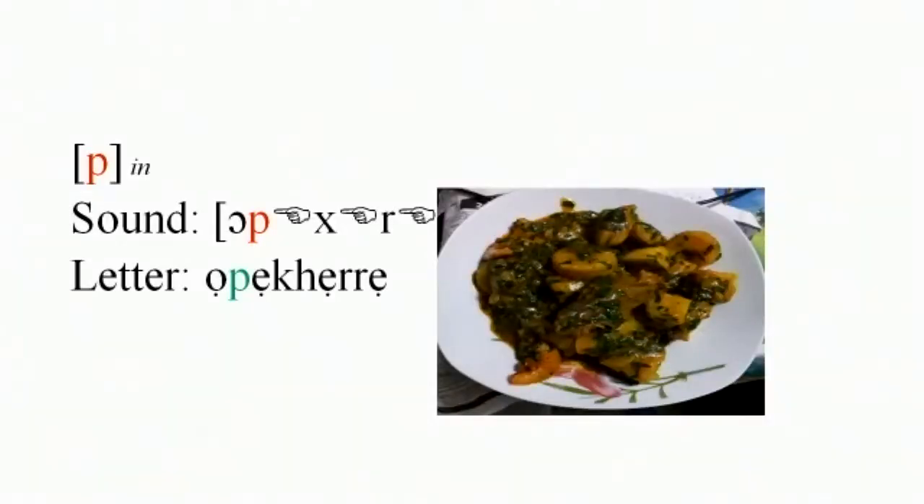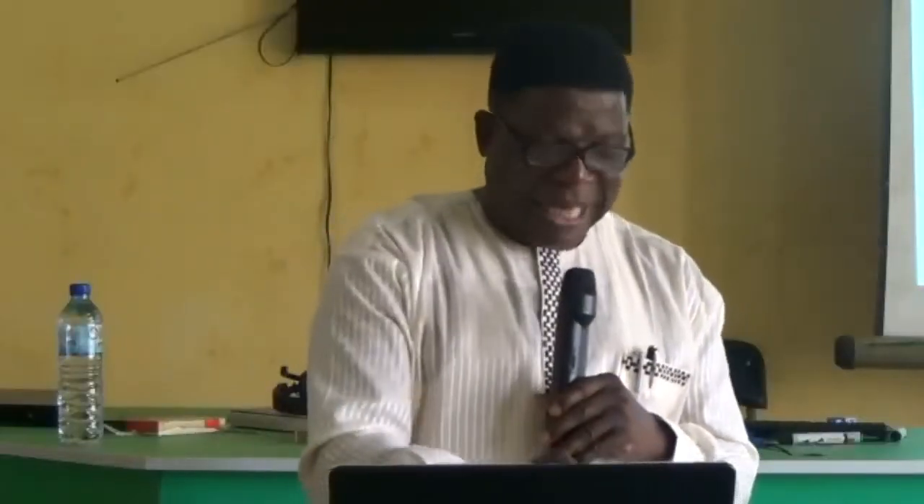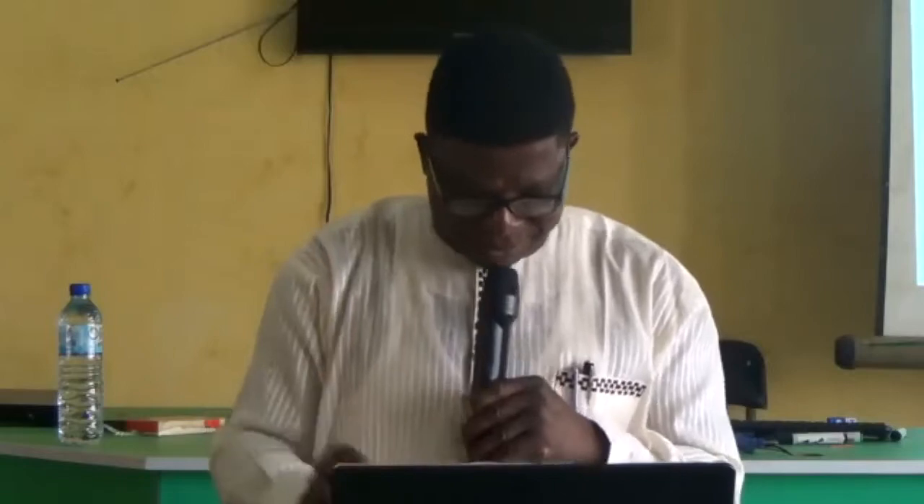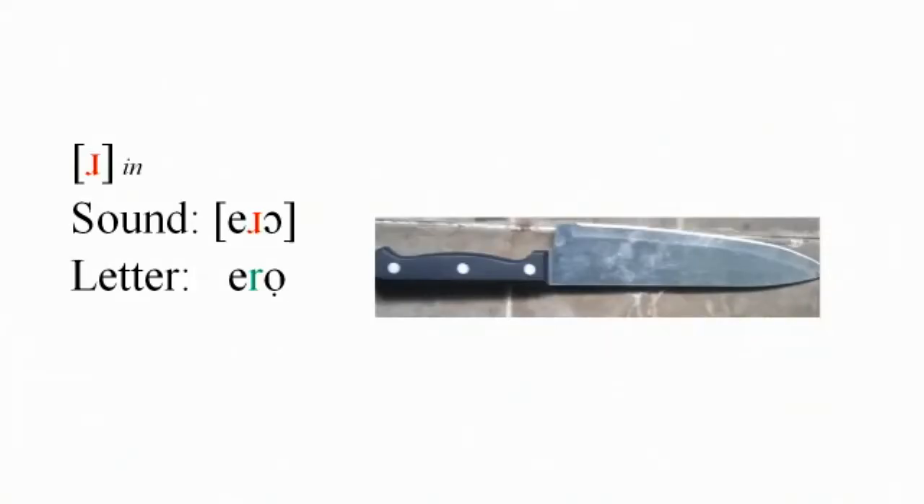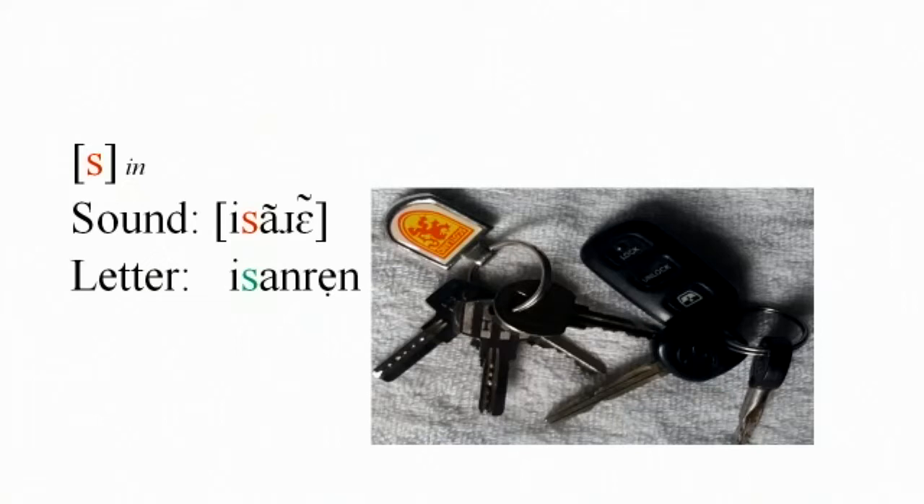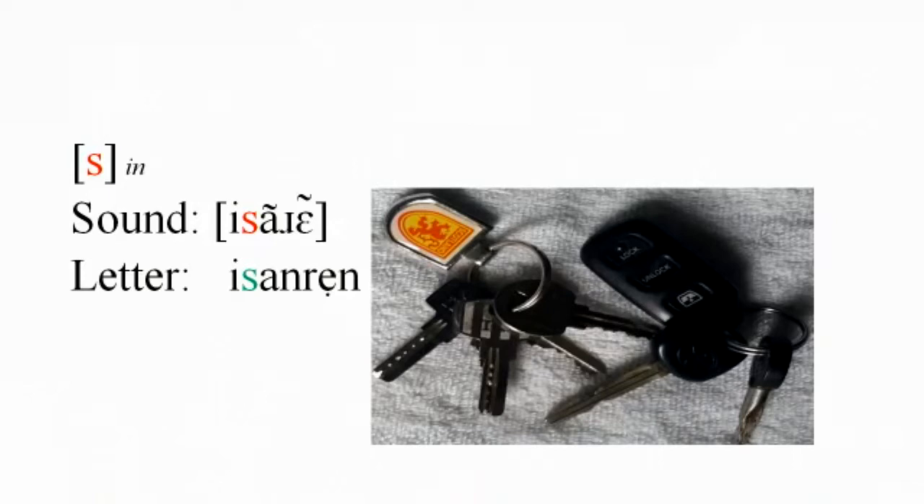Then the ring, that problematic sound that many people cannot pronounce, in Ero, is represented by a single letter R. Then the sound C is represented by the letter S. Letter S for the sound C in Isane.